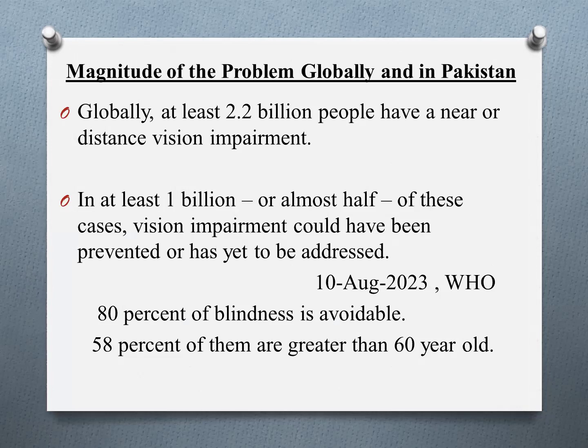Magnitude: if we discuss the magnitude of the problem globally, at least 2.2 billion people have a near or distant vision impairment. In at least 1 billion, or almost half of these cases, vision impairment could have been prevented or has yet to be addressed. 80% of blindness is avoidable, and 58% of them are older than 60 years.